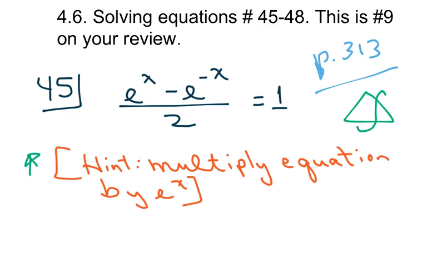Again, when a math proof or math equation gives you a hint, you always use it. They don't give it to you because they think you're dumb. They're giving it to you because that's basically what you need to do to even start the equation. So we're going to start with 45, and I'll put it over here. E to the x plus e to the negative x over 2 equals 1.